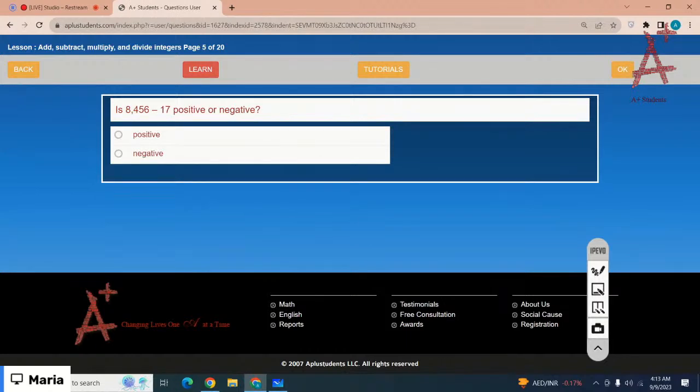Is 8467 minus 17 positive or negative? The greater number is 8456, right? And that is a positive number, so the answer must be positive. You have to look for the magnitude of the greater number, right? If the greater number is positive, the answer is positive. If the greater number is negative, the answer is negative.